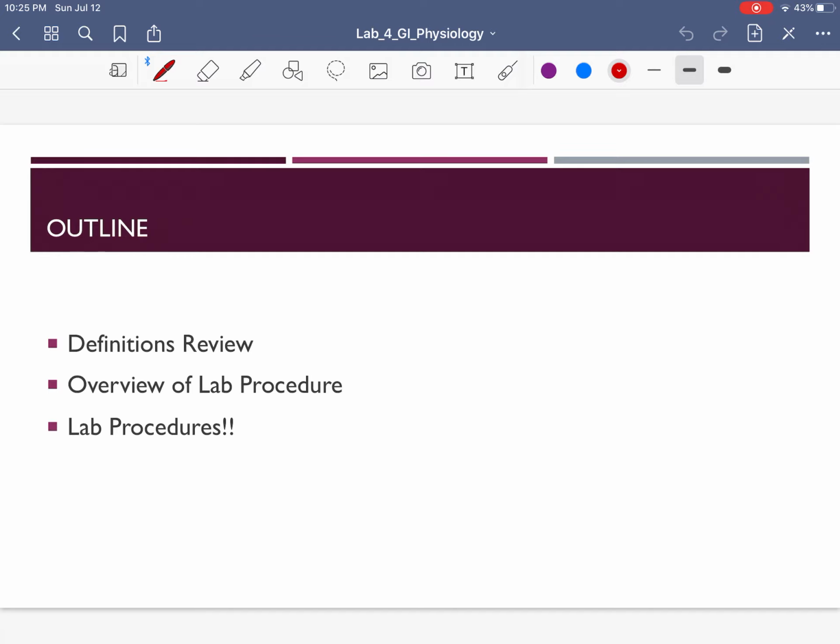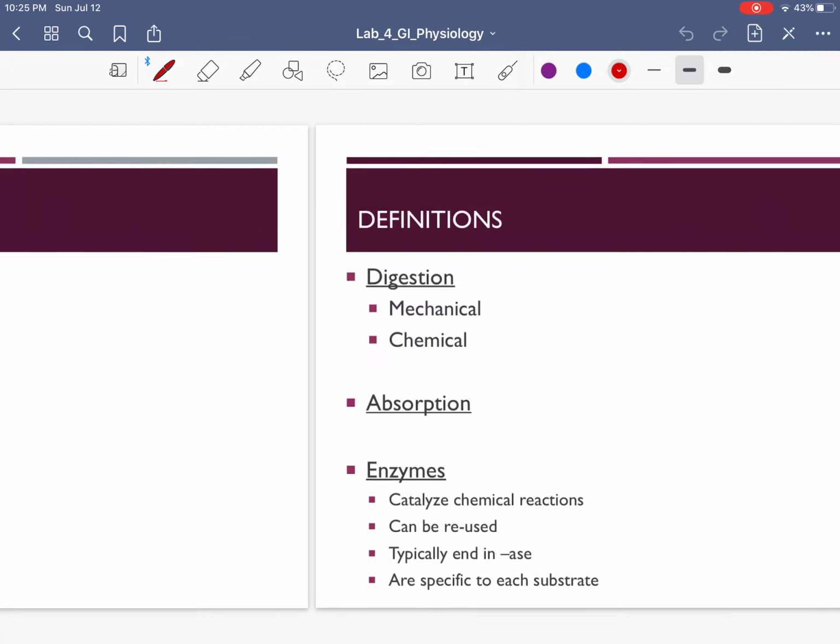We're going to review some definitions. We're going to go over those overarching principles, and then we're going to actually get into the weeds of the lab with some test tubes and hot plates and enzymes and fun stuff like that.